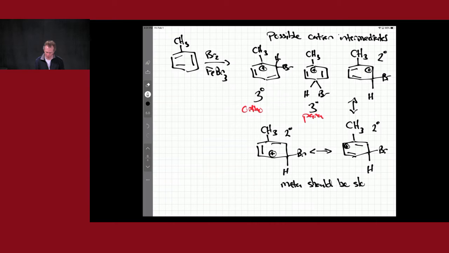So meta should be slower as a result. Same rationale. It's going to have a higher barrier. It's a higher energy intermediate. Since it's only a secondary carbocation, it's going to have a higher barrier associated with its formation. So the rate for happening at either ortho or para should be much faster than meta.